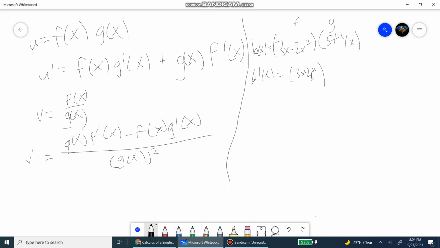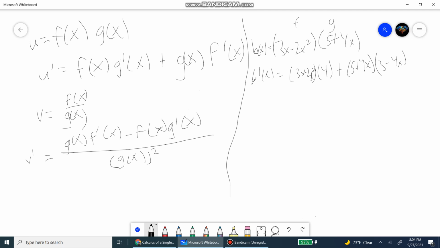f times the derivative of g, which is just 4, plus g times the derivative of f, which is just 3 minus 4x. You can multiply this out to find the full derivative, but this is the derivative. You can simplify it, but that's pretty much it.